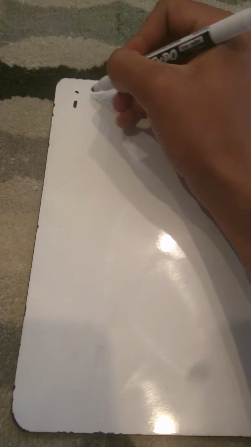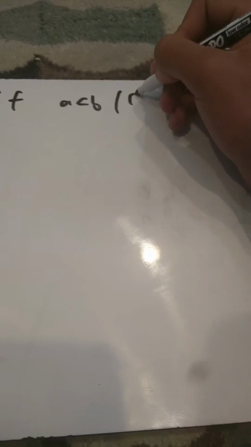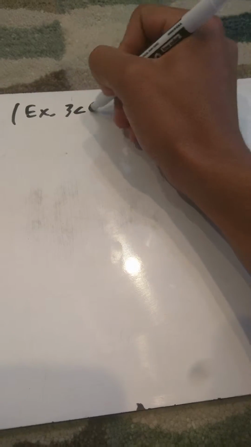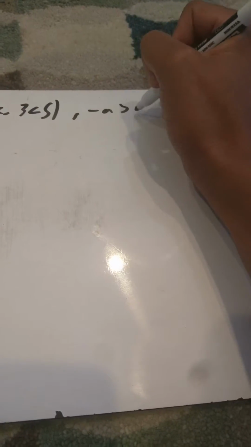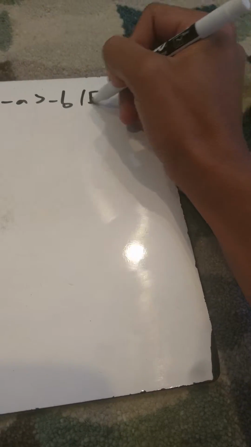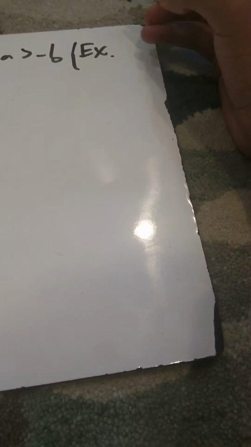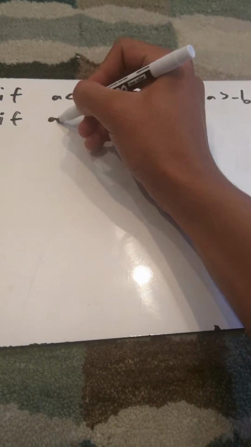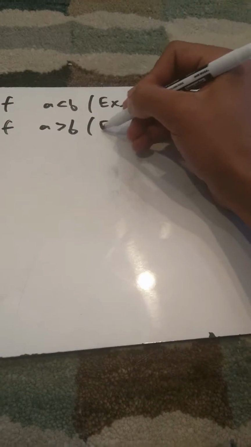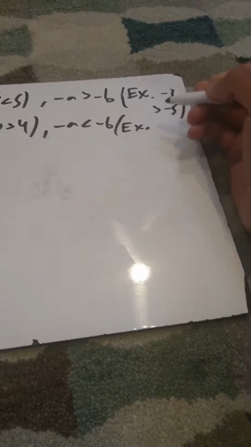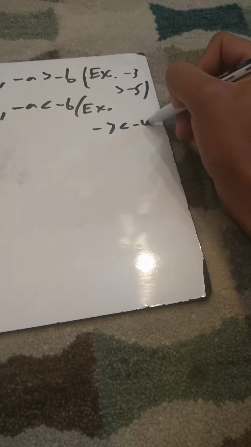I'm sure most of you are familiar with this: if a is less than b, example 3 is less than 5, we have negative a is greater than negative b. Example, negative 3 is greater than negative 5, and then you can extend this to all types of inequalities. A is greater than b, example, 7 is greater than 4. Then negative a is less than negative b. Example, negative 7 is less than negative 4, right?